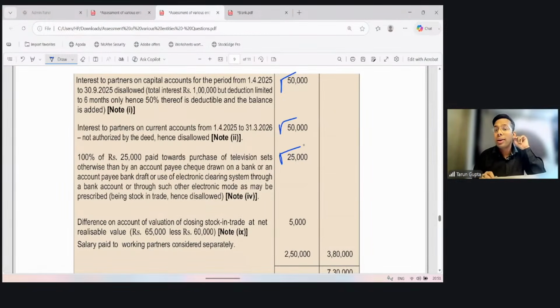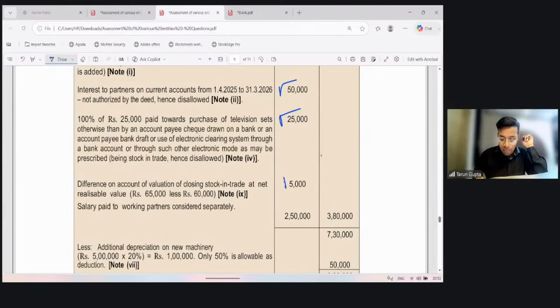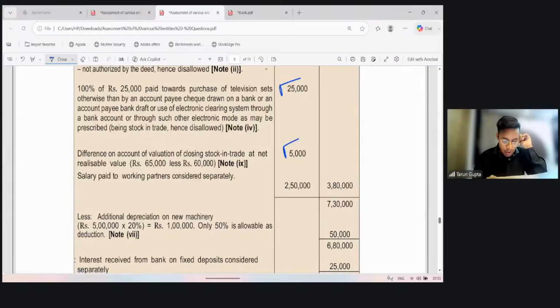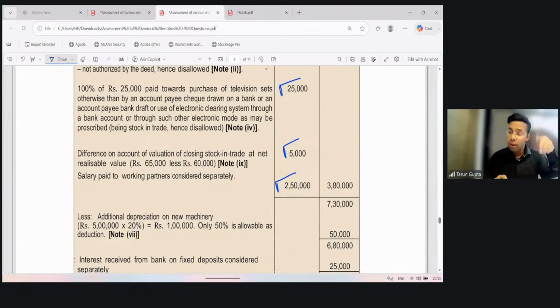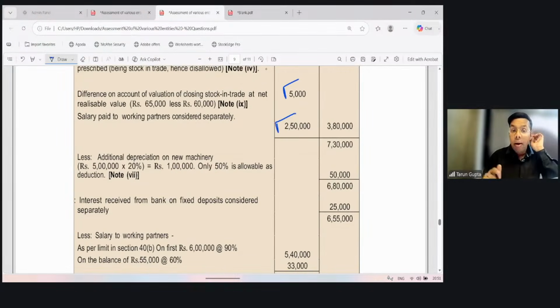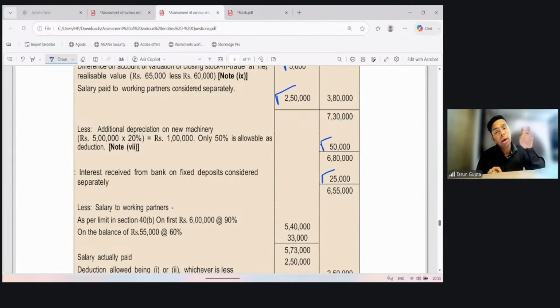And then this 25,000 is added because it is paid otherwise than through banking channel. 5,000 adjustment is made towards closing stock. And I add 2,50,000 salary to the partner, and I will deduct as per the limit of section 40B. Once I add this to compute the book profit under PGBP, then I will also reduce the additional depreciation of 50,000. This all we discussed. Then I will reduce 25,000 as interest because it's taxable under other sources.